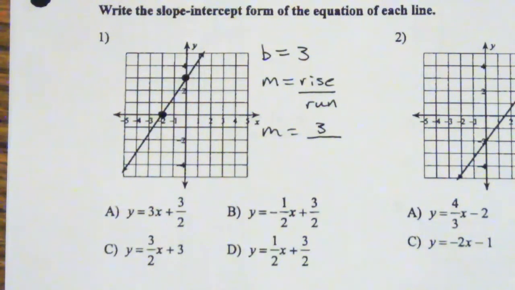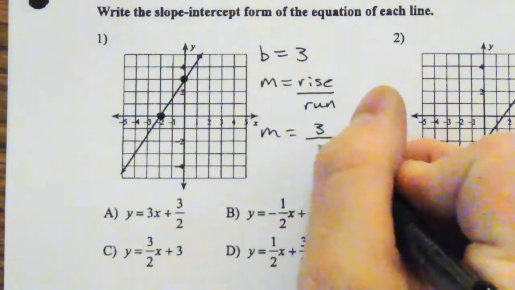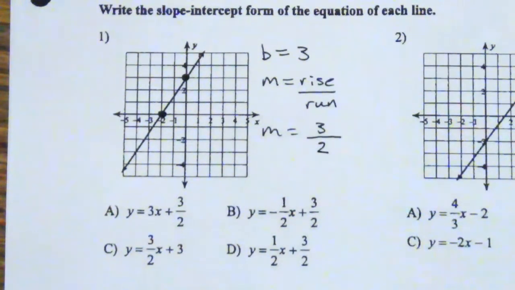Now, what is my run going to be? That's how far to the right I need to go. How far to the right do I need to go to get from this point to this point? 2. Yep. So I'm going to put a 2 in the bottom of the fraction. What's 3 divided by 2? That's going to be a fraction, right? Not a whole number. So I'm going to leave this as a fraction.